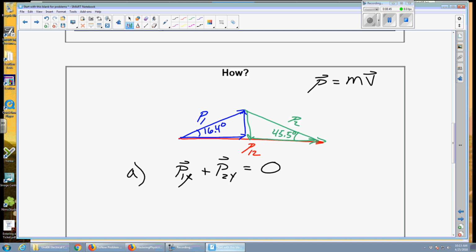And so I know that I'm going to end up with P1y, notice I've dropped my vector symbol, equals P2y.